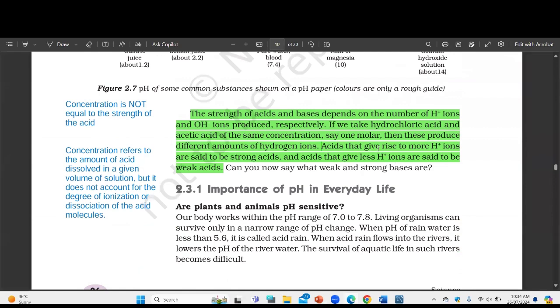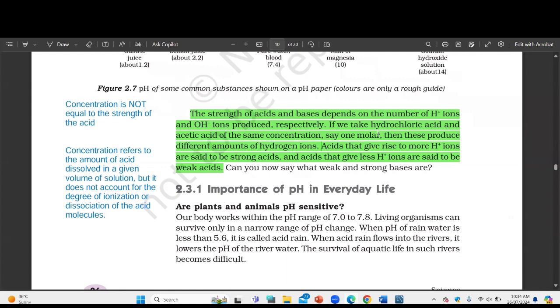The strength of acids and bases depends on the number of H plus ions and OH minus ions produced respectively. For example, if we take hydrochloric acid and acetic acid of the same concentration, say 1 molar, as you already know, hydrochloric acid is a stronger acid than acetic acid. So if we take the same concentration of both, they produce different amounts of hydrogen ions. So it is important to note that concentration is not equal to the strength of the acid.